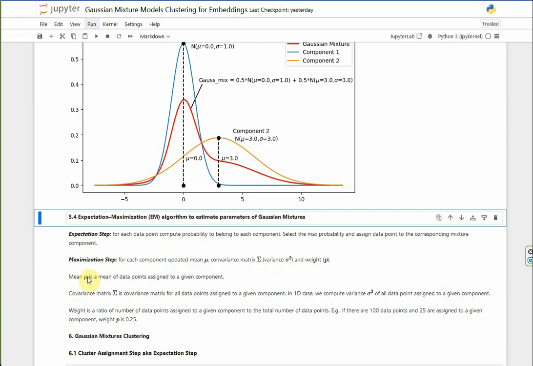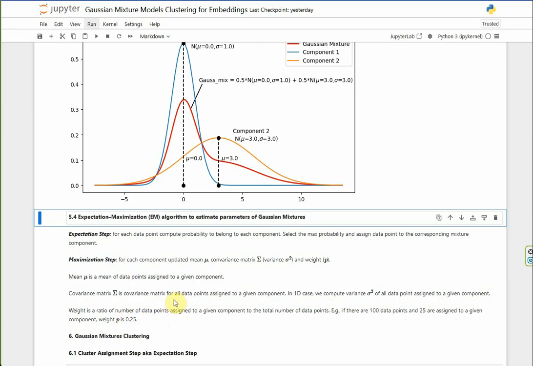So in order to compute a new mean vector, we will take all the data points assigned to a given component and compute the mean value of these data points. In order to compute the covariance matrix, we will take all these data points together and compute the covariance matrix for all dimensions. And finally, weights are computed as a ratio of the number of data points assigned to a given component to the total number of points. So for example, if we have 100 data points under consideration, and 25 of them are assigned to a given component, then the weight for that particular component should be 0.25.